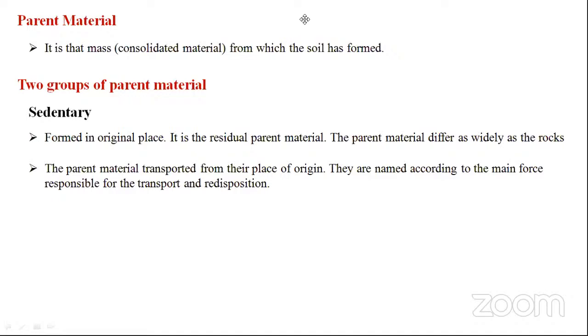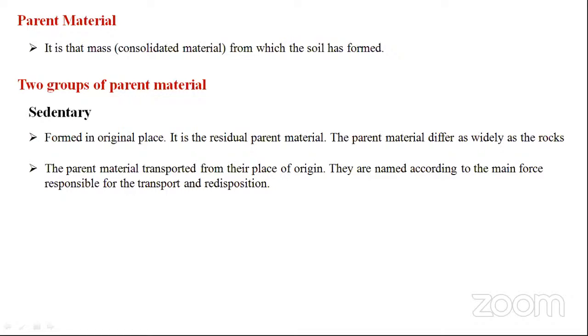Sedentary, please. Anyone can answer. Sedentary. Okay, I think I'm not getting an answer.